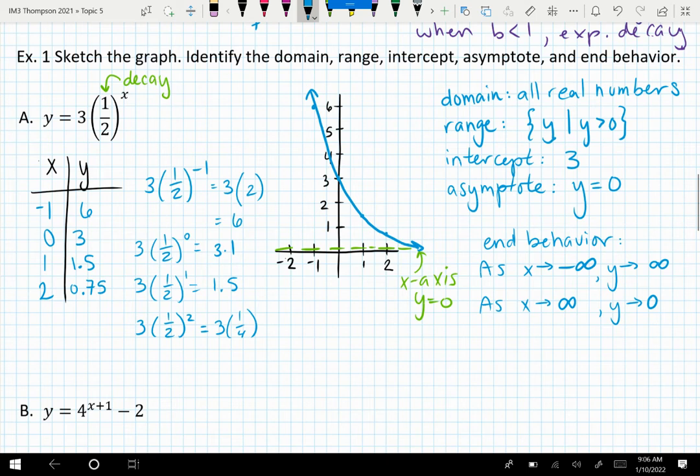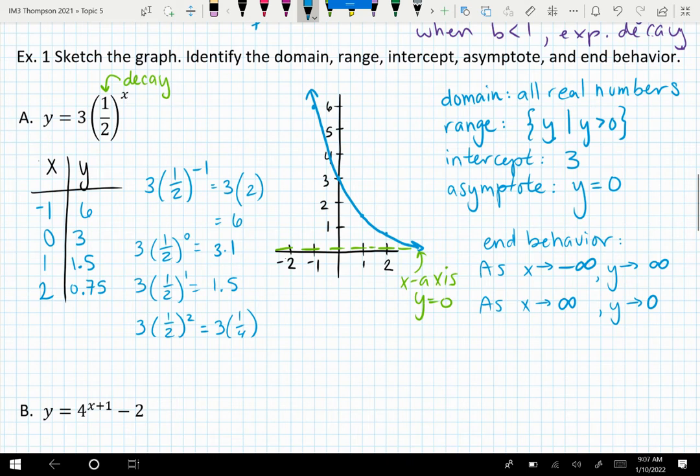So before moving on to the next example, how is this different than the parent function? This question doesn't ask this specifically, but let's talk about it. This function is y equals 3 times 1/2 to the power of x. If I were asked to identify the parent function, the parent function is always just b to the value of x. So what is my b? B in this case is 1/2. So my parent function here would be 1/2 to the power of x. That means 3 is the only transformation.